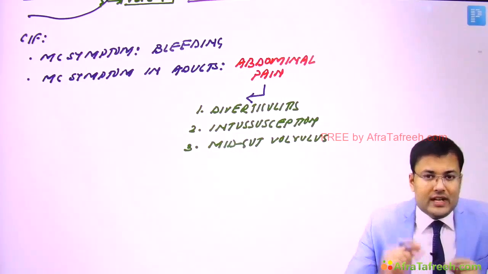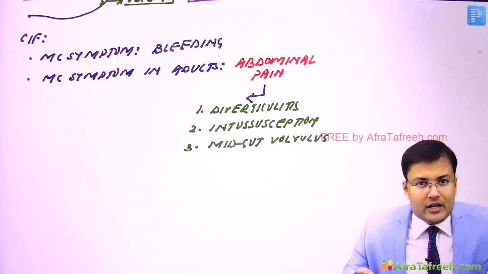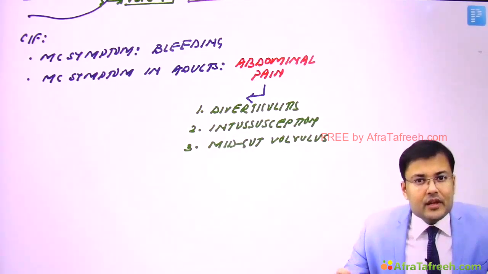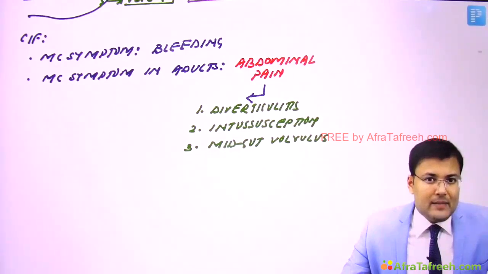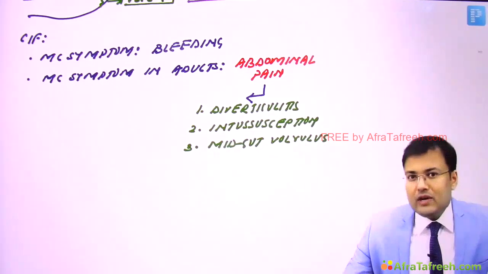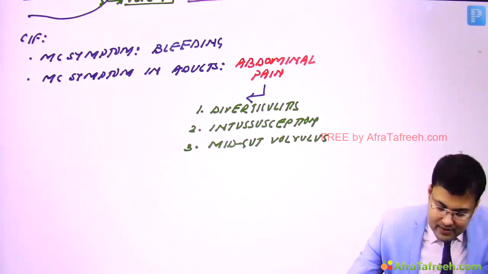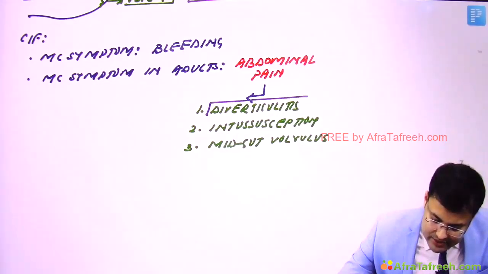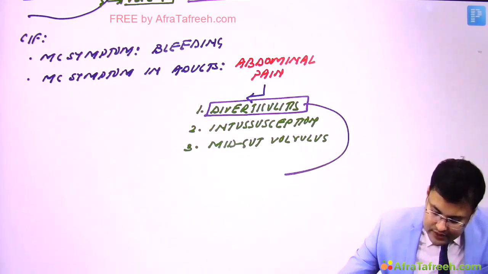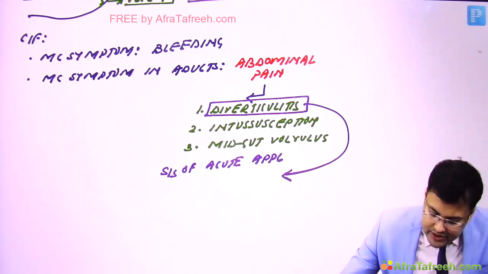In that case, you have to examine the small bowel. How much small bowel should be examined? It should be examined at least 2 feet proximal to the IC junction. Why? Because we want to diagnose whether the patient is having Meckel's diverticulum or not. Clear? So if the patient is having diverticulitis, the patient might present to you with signs and symptoms of acute appendicitis. This question was asked in AIIMS.